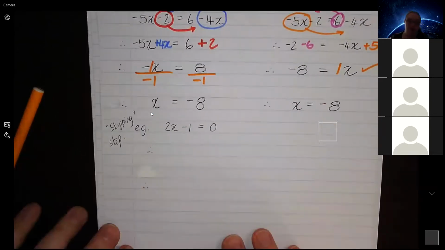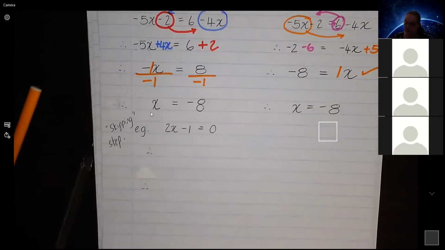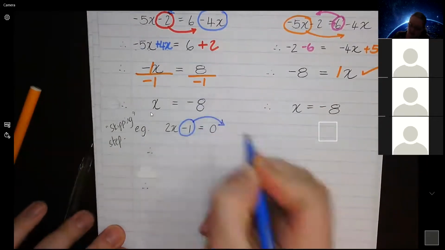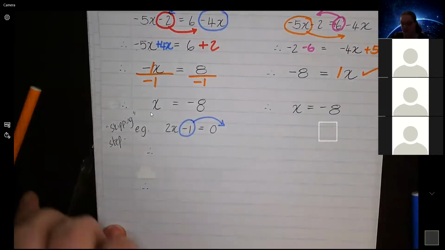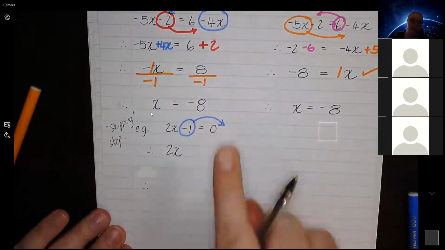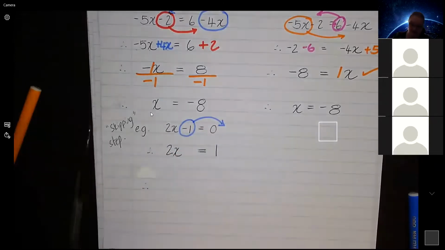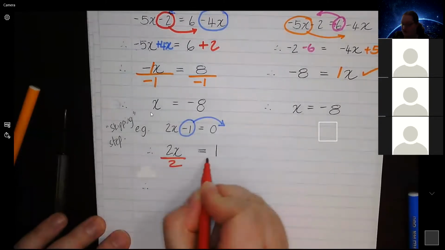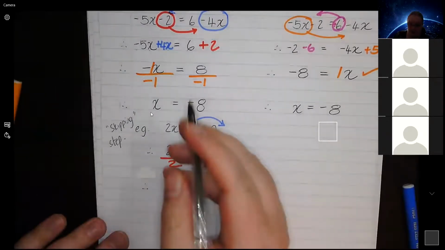Now, I'm going to see if you guys understand when I skip a little bit even more. I'm going to take the negative 1 over. It's going to jump over. Negative 1 jumping over becomes plus 1. So 2x stays on this side, and then 0 plus 1 gives me 1. Makes sense? And then divide by 2 and divide by 2. That gives me x equal to a half.